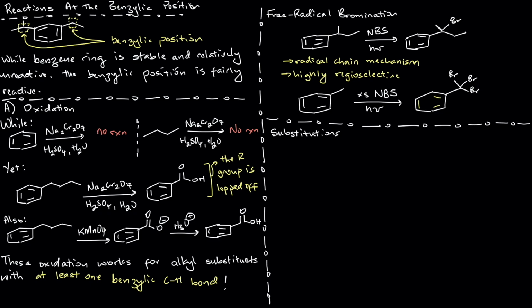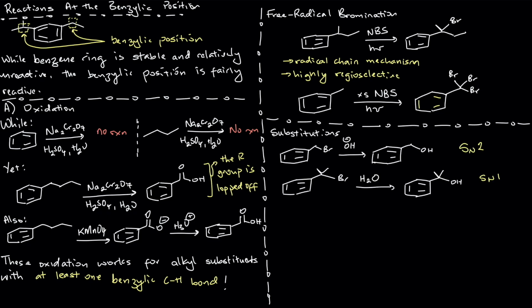Okay, so now let's consider substitution reactions at benzylic positions. These two reactions should come as no surprise to you. You've learned about substitution in the past. If you take a primary benzylic bromide and react that with a strong nucleophile, such as hydroxide, you would form your primary benzylic alcohol as your major product in an SN2 reaction mechanism.